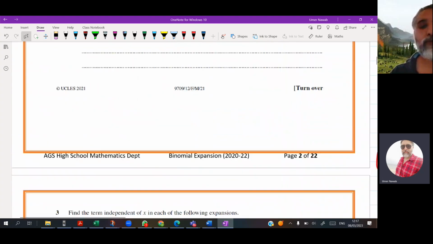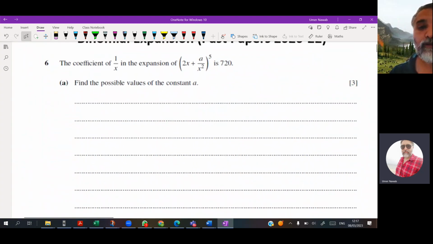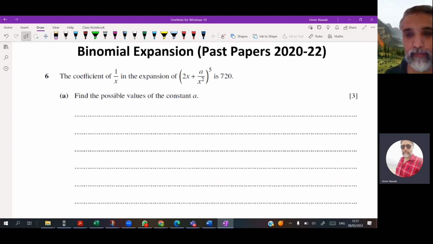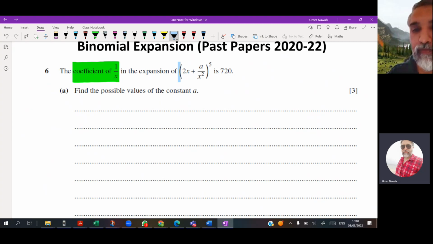I think it's better now to start solving the past paper questions. And then I will explain to you further about the binomial expansions, basic things, and those things which are related to the context of the question. So find the coefficient of 1 over x in the expansion of this. And he also gave you the coefficient of 1 over x.